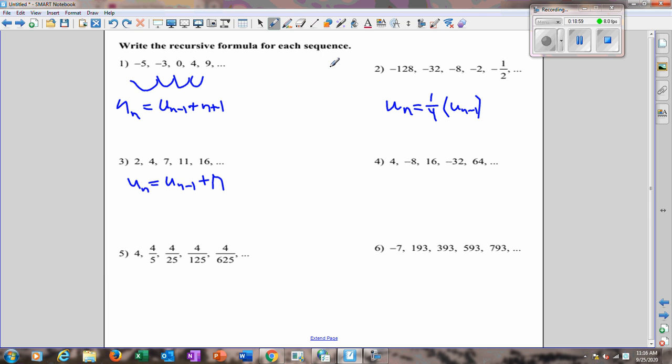Number 4. It's 4, negative 8, 16, negative 32, and then 64. I can tell from the 4, 8, and 16 that it's doubling each time, but I see that it keeps going positive, negative, positive, negative. That tells me that I'm multiplying by a negative 2. So it's u sub n equals negative 2 times u sub n minus 1.